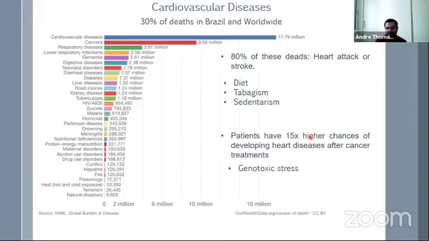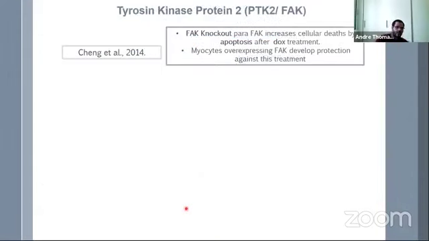So we need to understand why myocytes, or why the heart, is so susceptible to this treatment, and patients have 15 times more chance to develop some heart disease after chemotherapy treatment. Okay. Our goal here is to understand what is happening after this treatment for cancer.